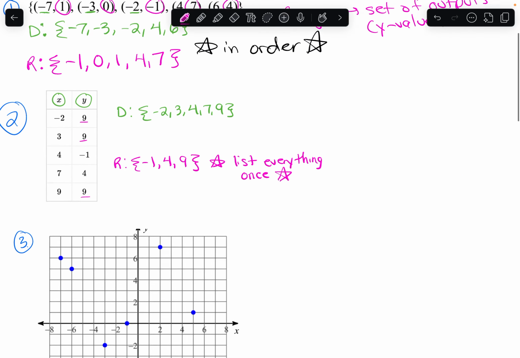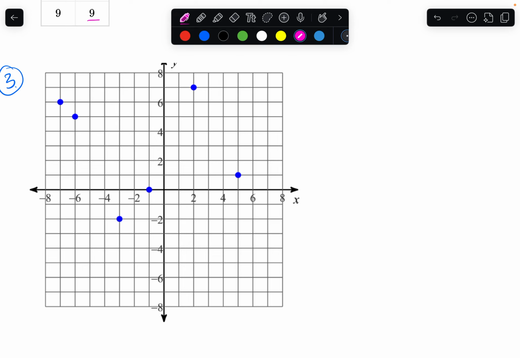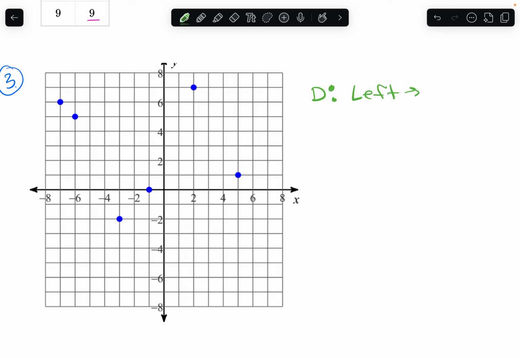Now, lastly, moving on to a graph. I picked just a random graph that I could find here. But one thing I want you to think of here, when we look at our domain, I want us to work from left to right. And when we think about our range, I want us to work from the bottom to the top. Because from a picture, the biggest mistake that people make is they just always work left to right. So their domain is in order, but their range isn't.